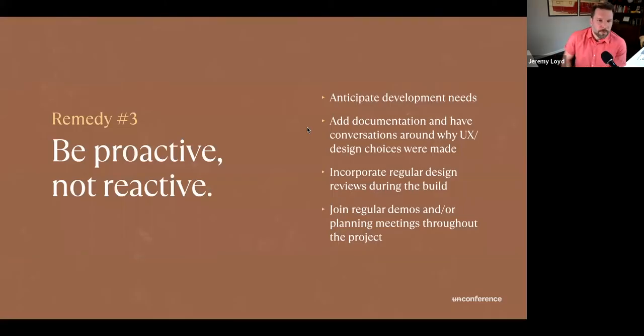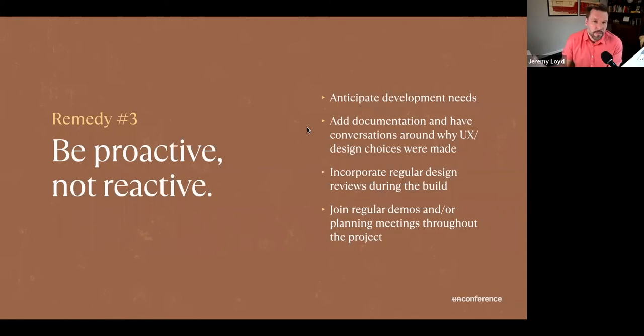So number 3, be proactive and not reactive. For you 7 Habits of Highly Effective People fans, this is number 1. I just totally ripped it off. But it's really important because I think as designers, we have the tendency sometimes to be reactive. And that's okay. That needs to happen sometimes if we see things that aren't right. But being proactive, we can kind of head some of those things off at the pass, so to speak.